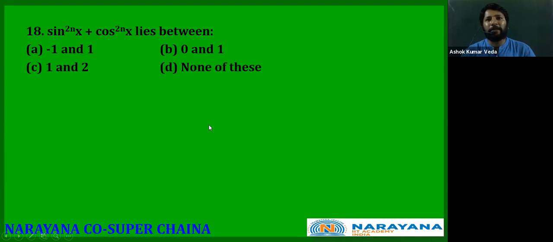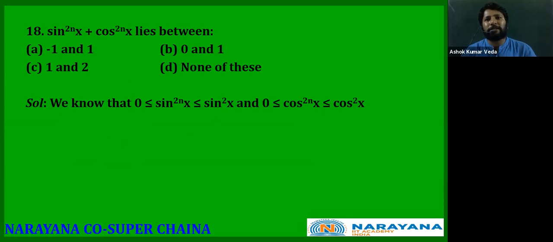Sine raised to 2n x plus cos raised to 2n x lies between what, right? Okay, again another question which is entirely dependent on n. Now we know that sine raised to 2n x must lie between 0 and sine square x, and cos raised to 2n x must lie between 0 and cos square x. Hold on. Why should that be the case? Because think about it. Sine x is a small value, right? It lies between minus 1 and 1. And if we take sine square x, which is a positive value, it will even lie between 0 and 1. Correct? It will lie between 0 and 1, which means it's a small fraction.